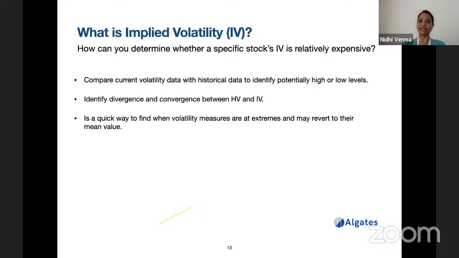How will you know that it is relatively expensive? You can just compare the IV data with the historical data. If you have traded in options for, say, the last 6 months or 1 year, then you can follow the option chain on the NSE website and see how historically the IV is moving, and you can identify potentially high or low levels.